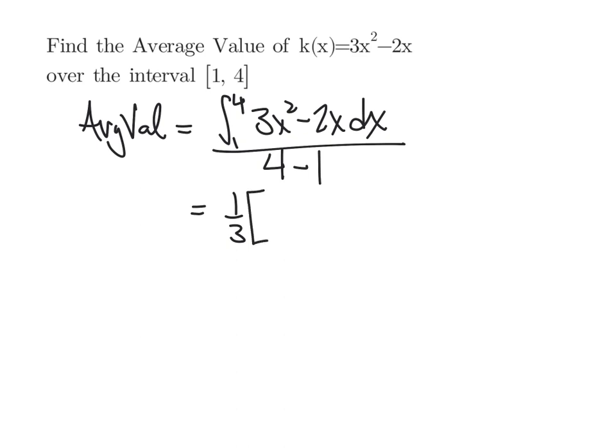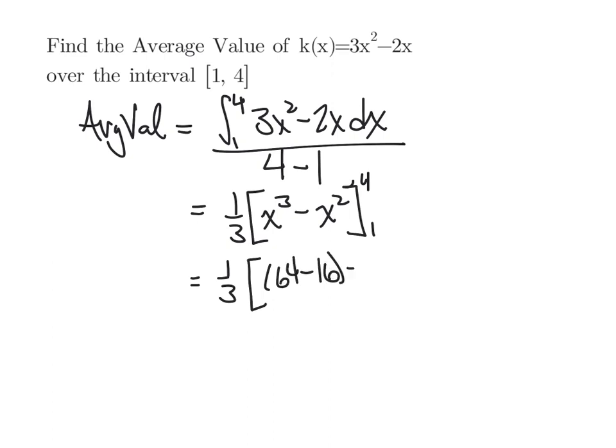The integral of 3x squared minus 2x is going to be x cubed minus x squared, evaluated from 1 to 4. Plugging in 4, we'll get 64 minus 16. Plugging in 1, we'll get 1 minus 1. 64 minus 16 is 48, and 48 divided by 3 is 16. So the average value of that function on the interval is going to be 16.